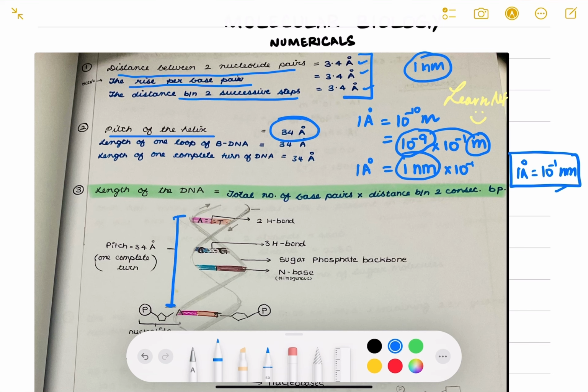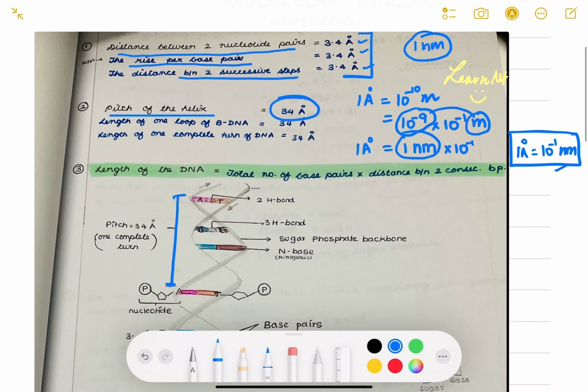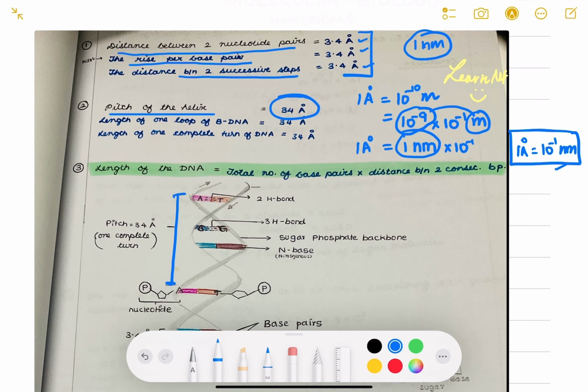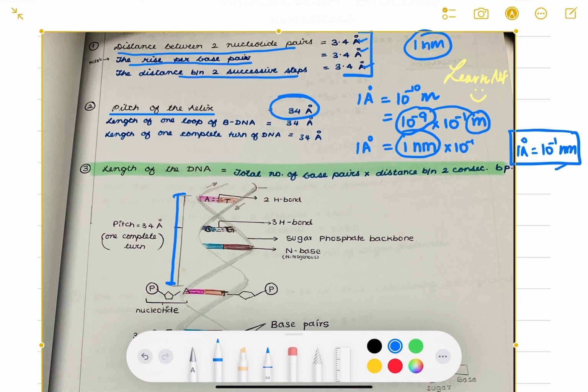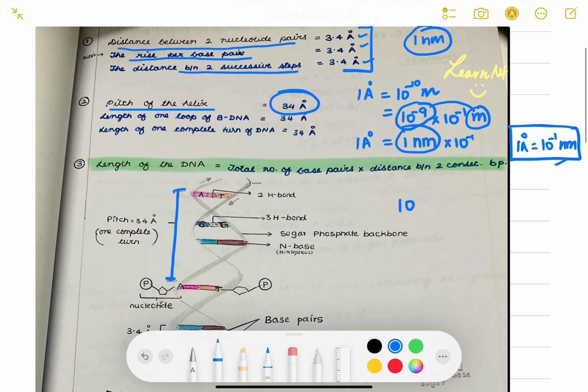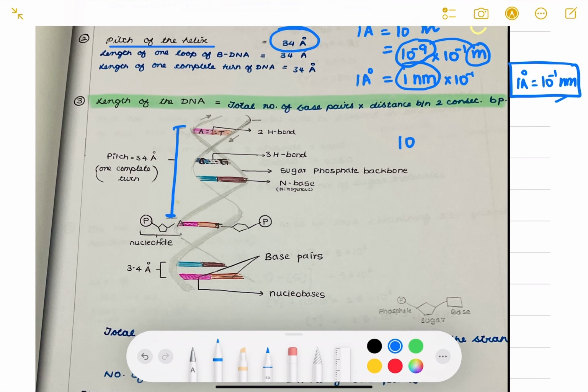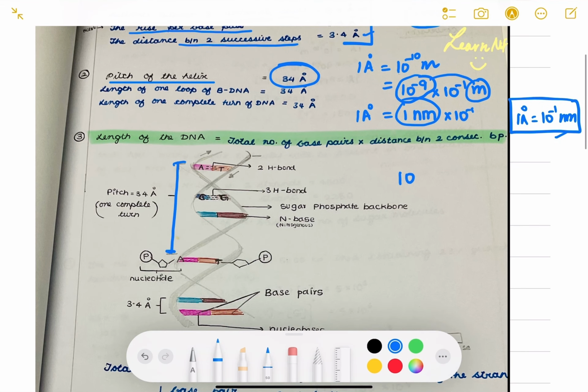So how do you know this? The rise per base pair is 3.4 angstrom, and how many rises do we have? We have 10 rises per pitch. So 10 multiplied by 3.4 angstrom would be 34 angstrom.